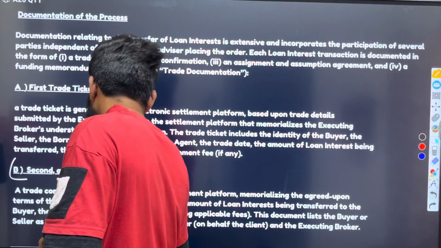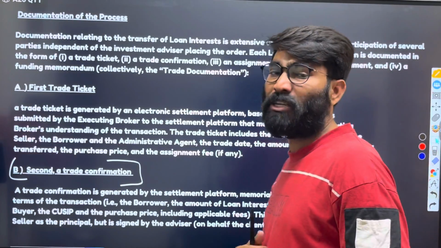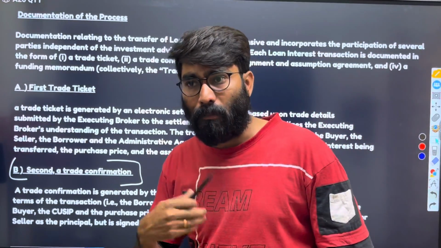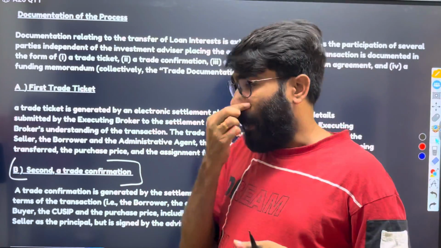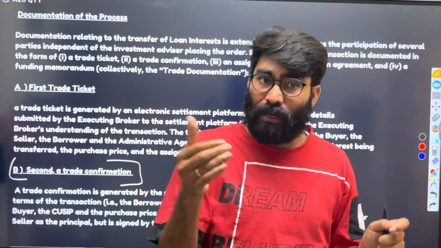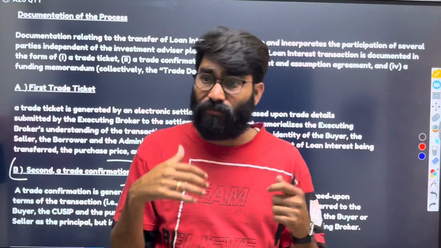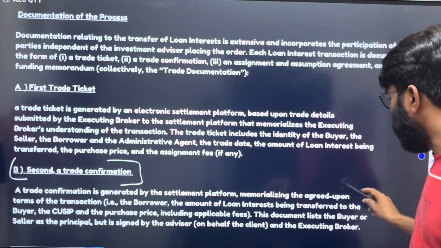After the trade ticket, it is very important to have a written confirmation from the counterparties. If you are a buyer, then the buyer sends the written confirmation to the seller, and the seller also needs to send it back, agreeing with the particular terms defined through the trade ticket, like price. Everything should be agreed.